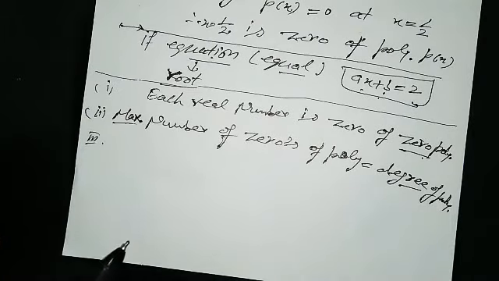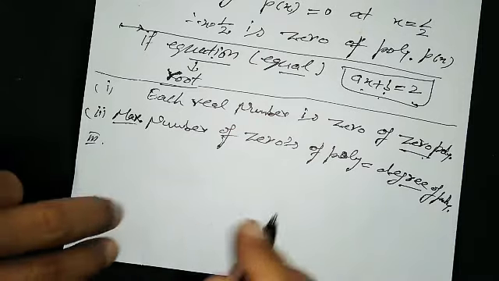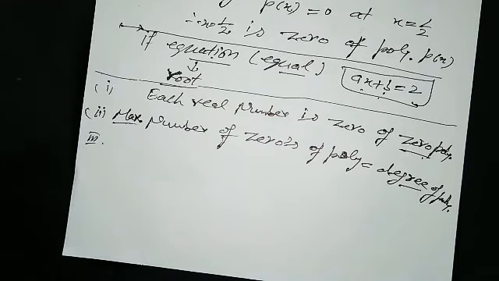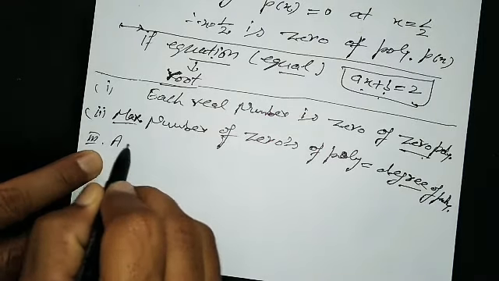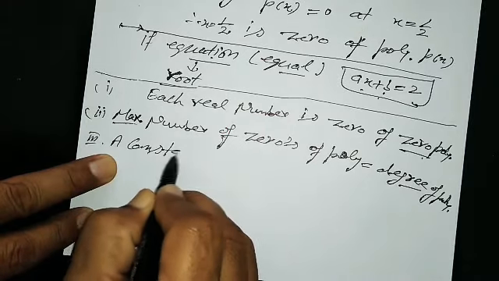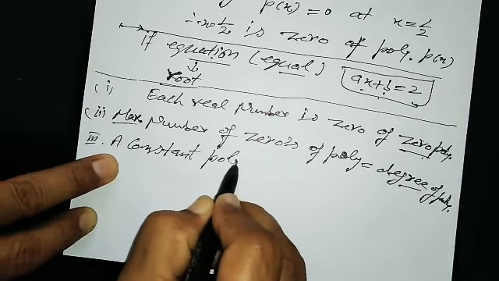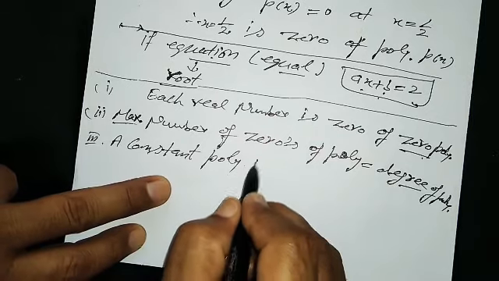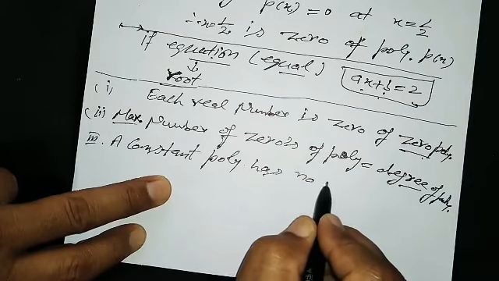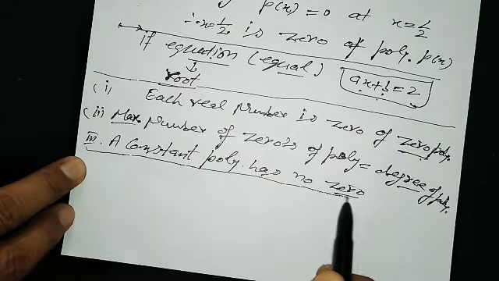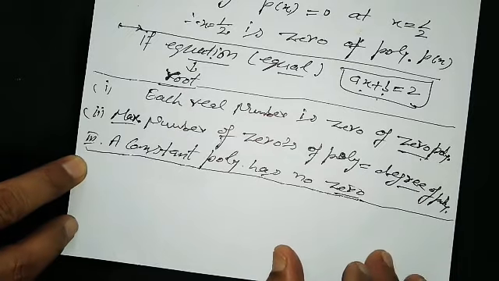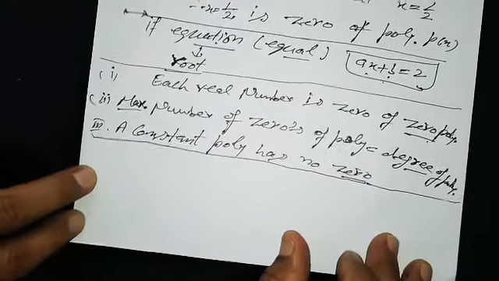Again, now let us take some examples, or I can say come to the exercise, but I want to tell you a point. Third point: a constant polynomial has no zero. It means if a polynomial is constant, it cannot be made 0. So it has no zero, right?